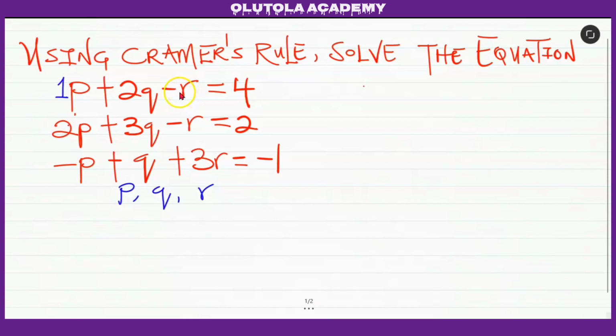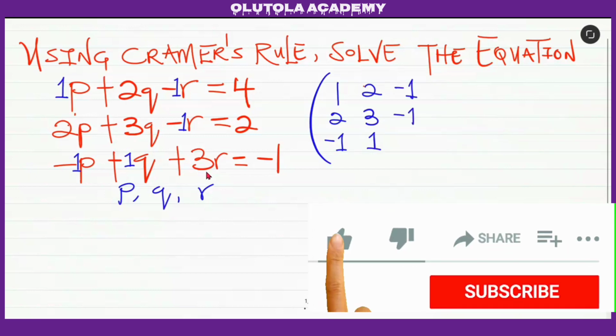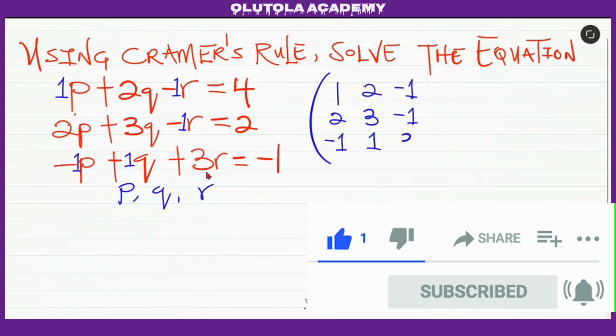here is -1. Coefficient of P in the second equation is 2, Q is 3, R is -1. P is -1 also, Q is +1, then R is +3. So I'll form the matrix now. I'm going to have 1, 2, -1, and 2, 3, 1, and I will also have in the third row -1, -1, +3. I'll just write it as 3.